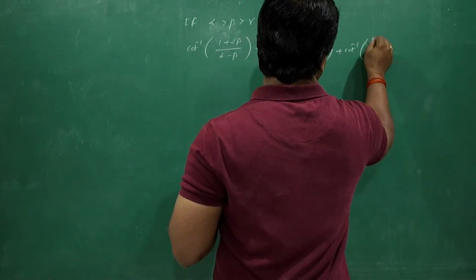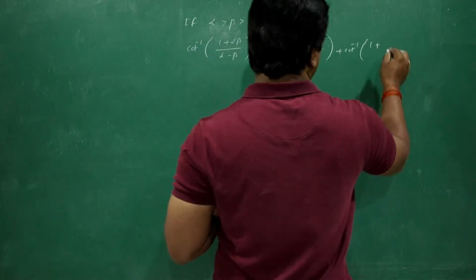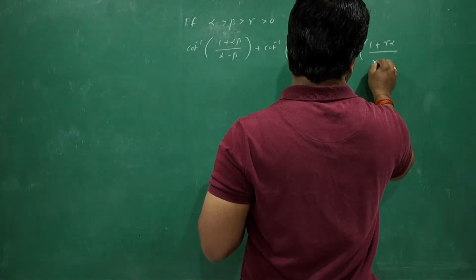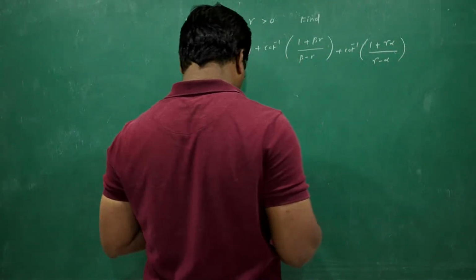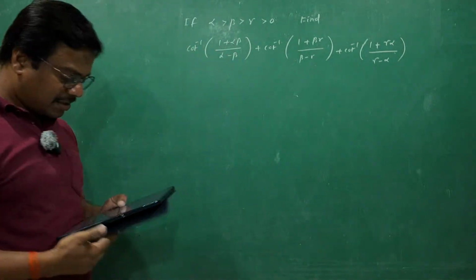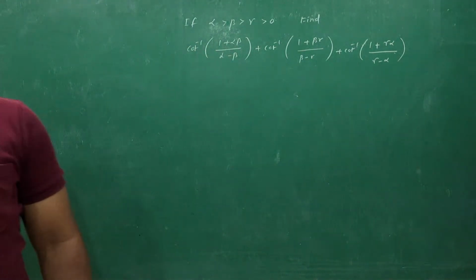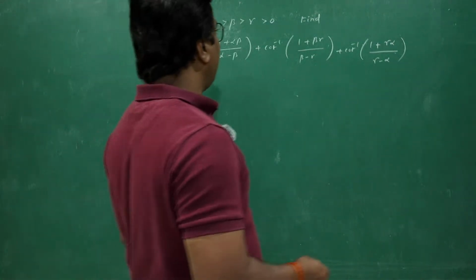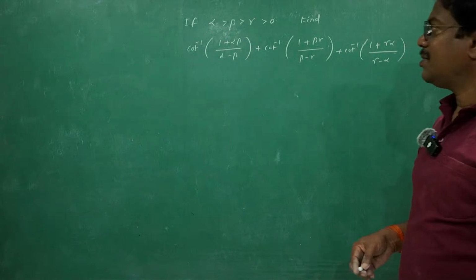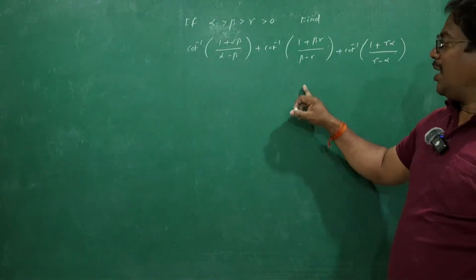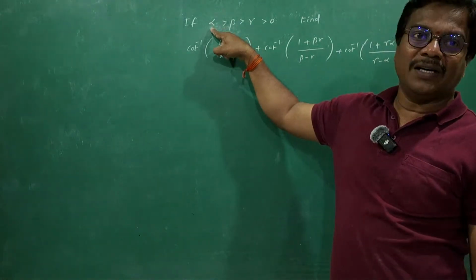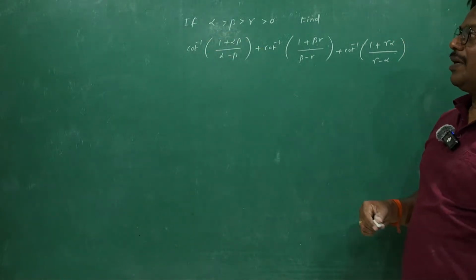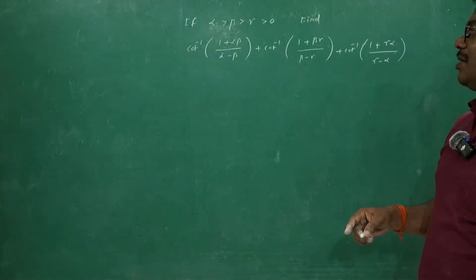Next, plus cot inverse of (1 plus gamma alpha) divided by (gamma minus alpha). Yes, this is the question. Alpha, beta, gamma are positive, and the maximum value is alpha, the minimum value is gamma, and beta is between them.